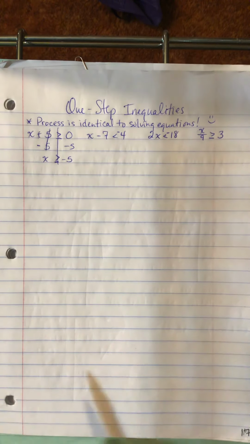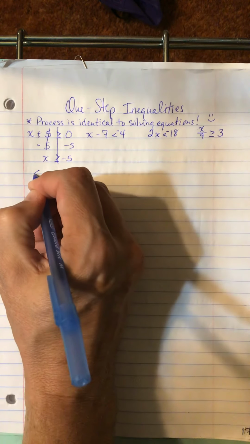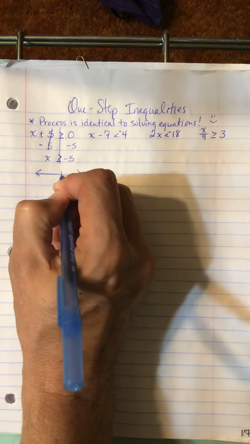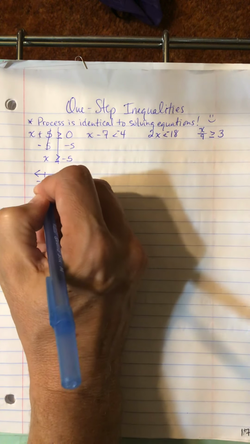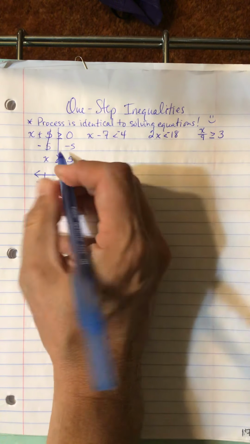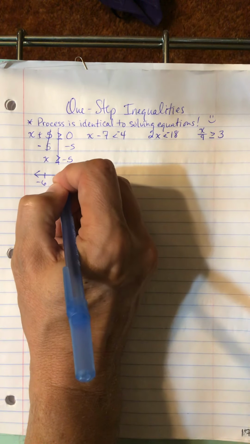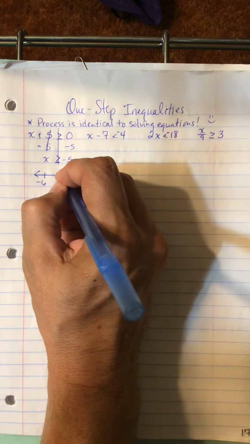Now, where we come in a little extra here, greater than or equal to, that means we have to have a number line. To make it easy, we'll just put negative 5 in the middle. Smaller than negative 5 is negative 6. Greater would be negative 4. Greater than or equal means we're going to put a dot right there. But since it's equal to, we're going to color in that dot.